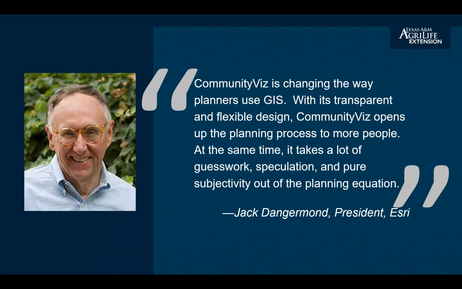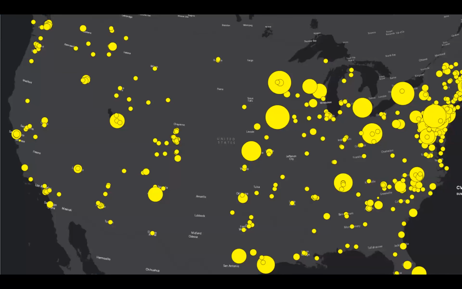Another quote that I believe is from the award in 2011 is from Jack Dangerman, president of ESRI, basically saying, hey, this is an application that opens up the planning process to more people. And that's certainly something that we subscribe to. And I love the last line here. Of course, at the same time, it takes a lot of the guesswork, speculation, and pure subjectivity out of the planning equation, which is, I think, another way of saying that we're helping to anchor the conversations that we have at the local level. The product's been around for about 20 years. This is our map of licensing over that time. So we're very excited to be custodians for the software and to continue its development.